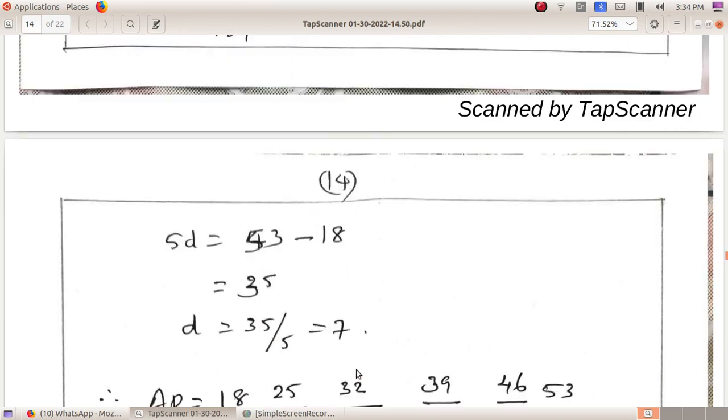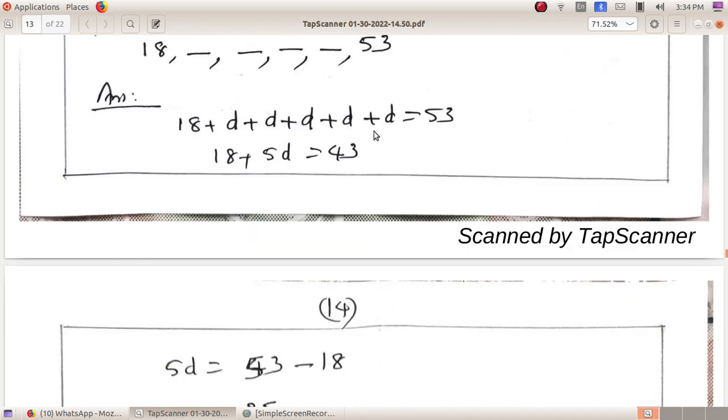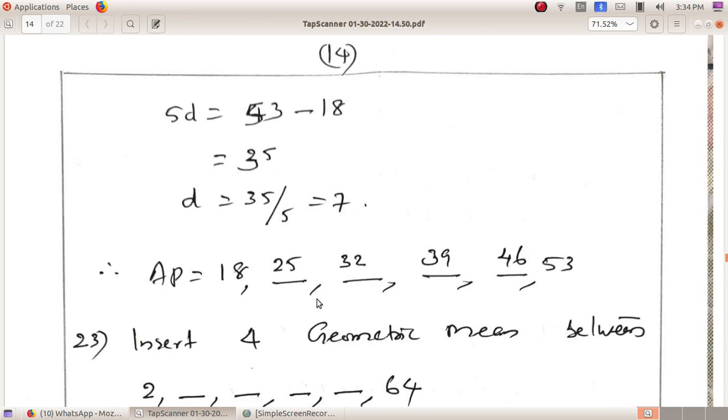Okay. So then you can fill it as what? 18 plus 7, 25, plus 7, 32, plus 7, 39, plus 7, 46, plus 7, 53. Okay, so these are the answer.